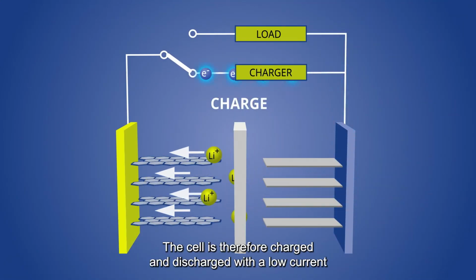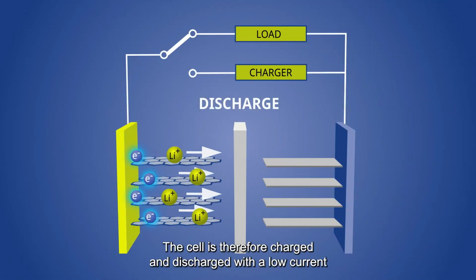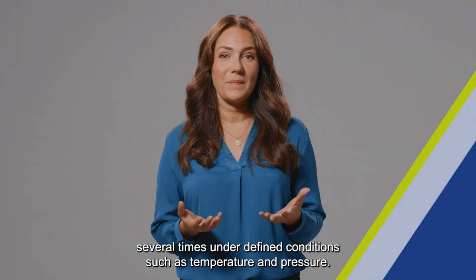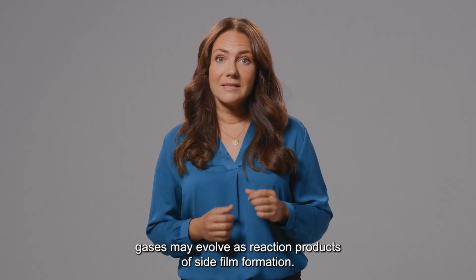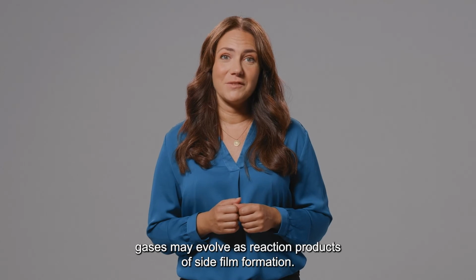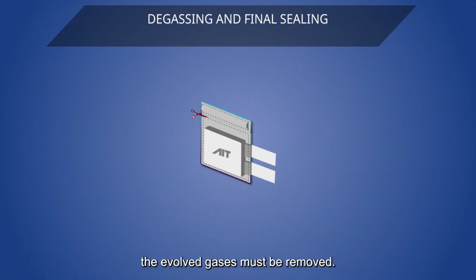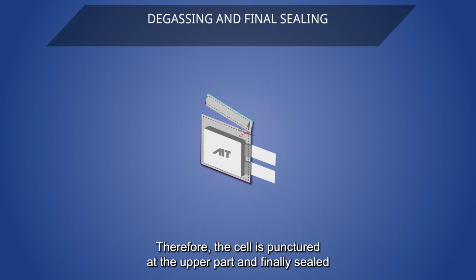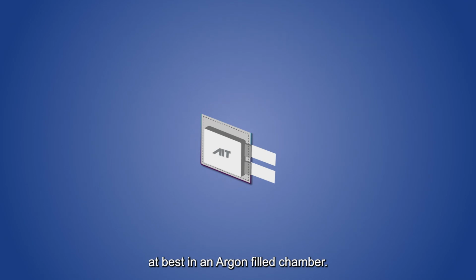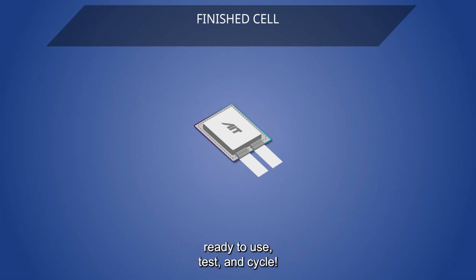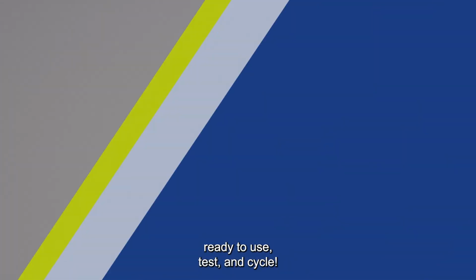The cell is therefore charged and discharged with a low current several times under defined conditions such as temperature and pressure. During this process, gases may evolve as reaction products of side film formation. After the formation process is finished, the evolved gases must be removed. Therefore, the cell is punctured at the upper part and finally sealed, at best in an argon-filled chamber. Now, we've produced our first prototype pouch cell, ready to use, test, and cycle.